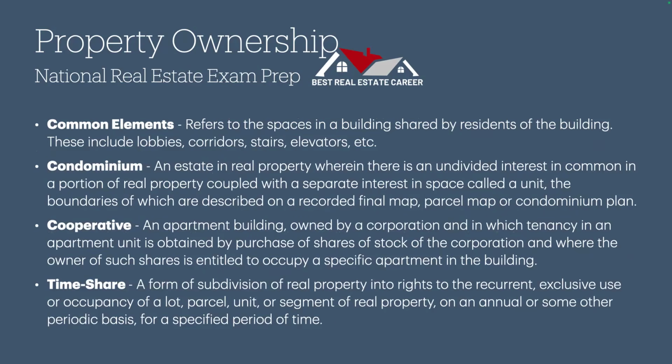Continuing on property ownership, what we need to do is know some of the vocabulary around different house styles. Specifically, I think it gets interesting when we're talking about condos, cooperatives, and timeshares. And when we're talking about those, let's talk about common elements. Common elements are the spaces in the building that are shared by all the residents: lobbies, corridors, elevators, stairs, maybe the playground. These are all the things that all the tenants who live in this space get to use.